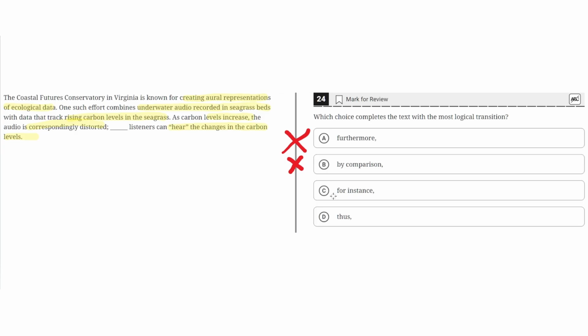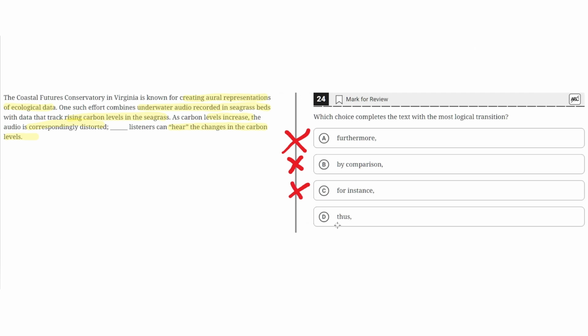C, for instance. This is incorrect because this would imply that this second clause would serve as an example of what was said earlier, but this simply doesn't make sense here because the second clause serves more as the result of what was said earlier, not as an example. So C is incorrect. D, thus.